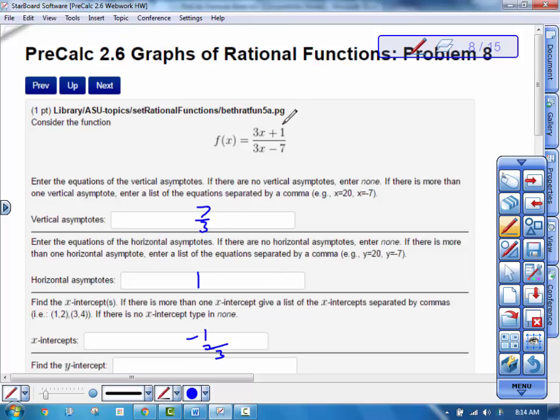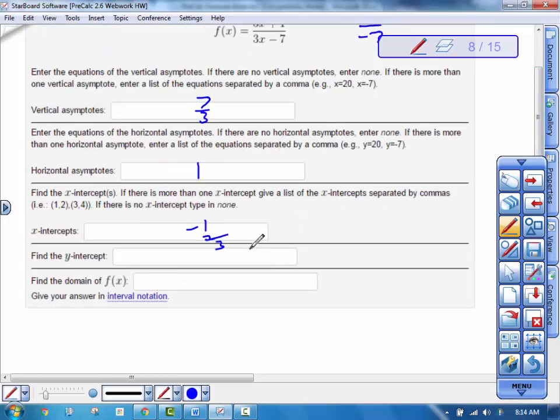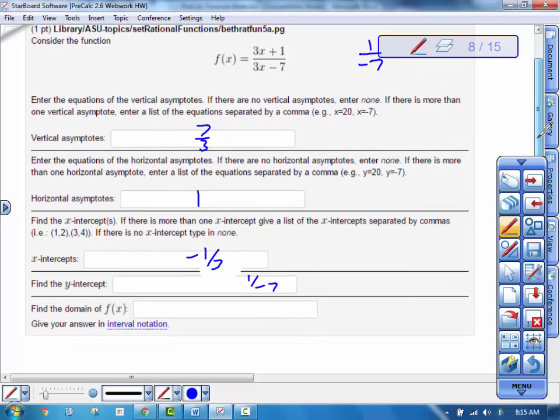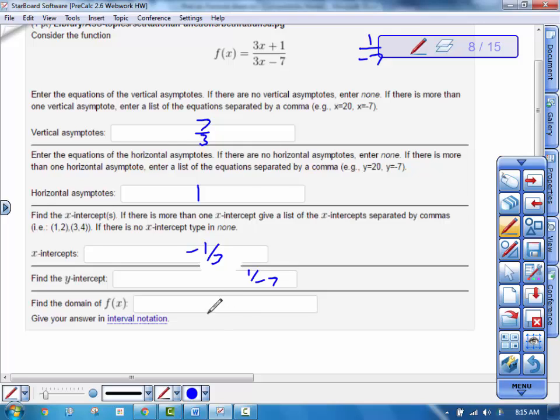And then the y-intercepts occur where x is 0, and so plug in 0 for x and you get 1 over negative 7. This is supposed to be negative 1/3. The domain then, the domain is all real numbers except for where the bottom is 0. So you'd say negative infinity all the way up to 7/3, that vertical asymptote, and then as well as from 7/3 all the way up to positive infinity.